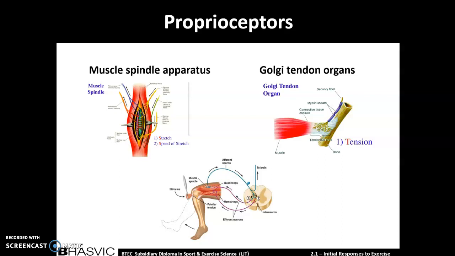also the hamstrings, as it's the antagonistic pair, it will cause the hamstrings to relax to allow that movement of extension in the knee in this case. And that is known as the stretch reflex.